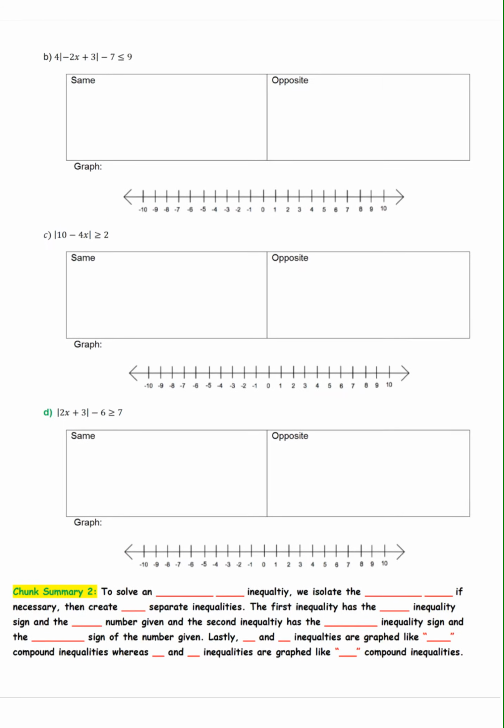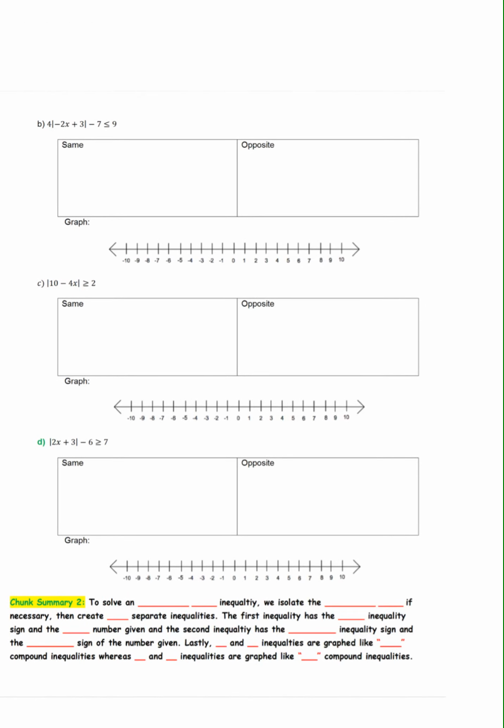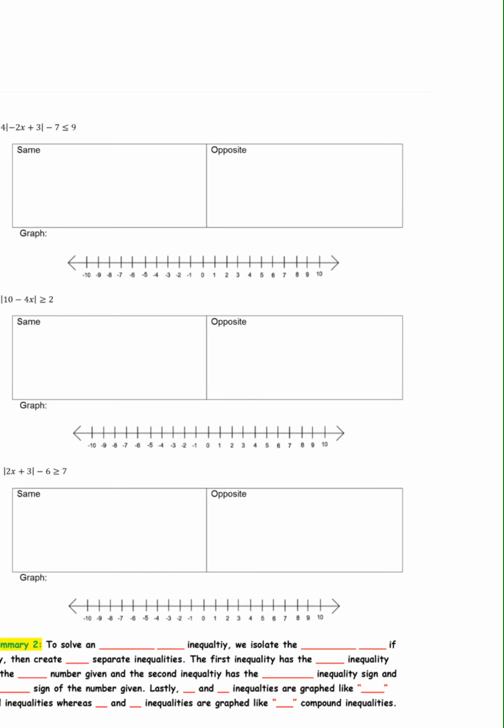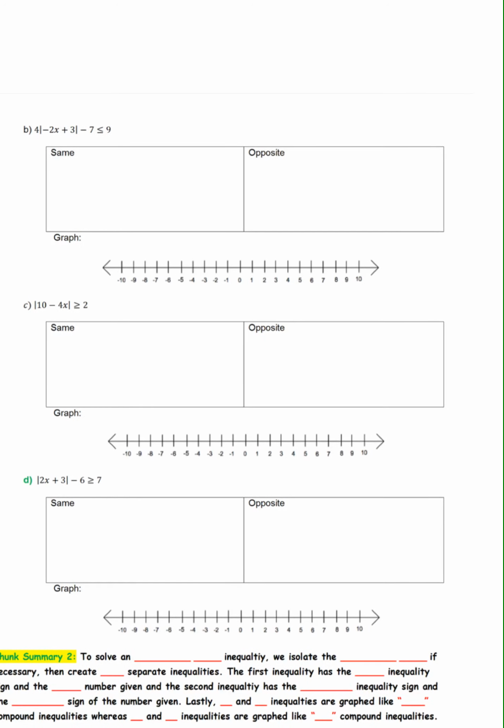All right, I'm going to do B with you and then call this video done. So my first step that I need to do is isolate the absolute value bars. Do you see there's a 4 here and a negative 7 here? Those need to move. They can't be there. So I'm going to isolate. 4, absolute value of negative 2x plus 3, absolute value, negative 7 less than or equal to 9.